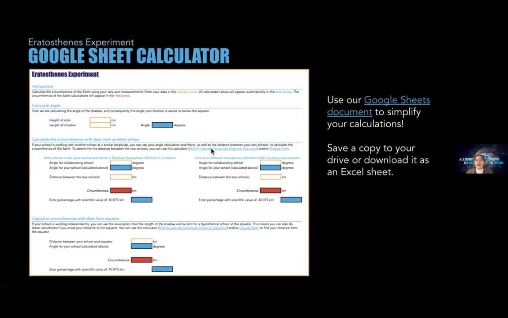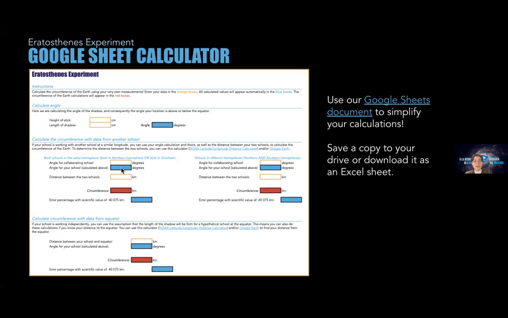Okay, lots of math. If you're not a fan of math, or you're teaching young students, or you're not a math teacher and you don't want to go in depth on that, that's totally okay. We do have a Google Sheet calculator for you, where you just input your measurements and it'll do all the calculations for you. To use this Google Sheet, you'll have to save a copy to your drive, or you can download it as an Excel sheet, and then you can put in your measurements. So you measure the height of your stick, you input that value there, measure the length of the shadow, you input the value, you get the angle.